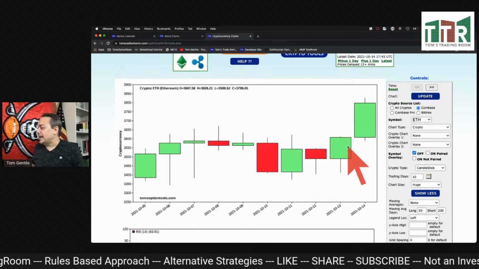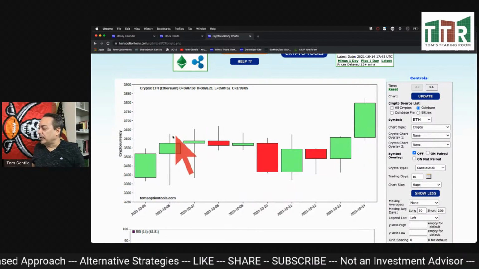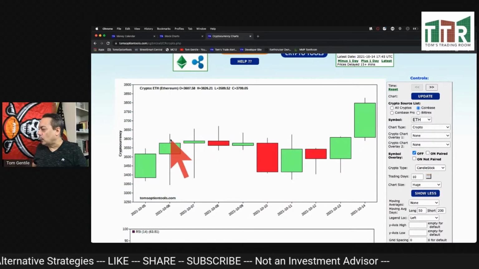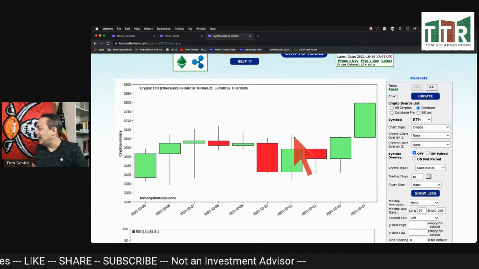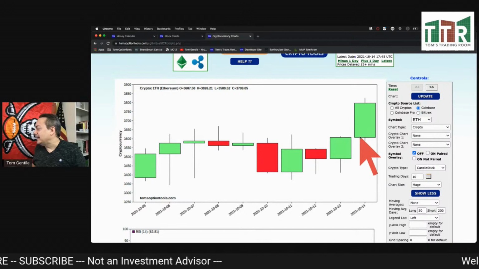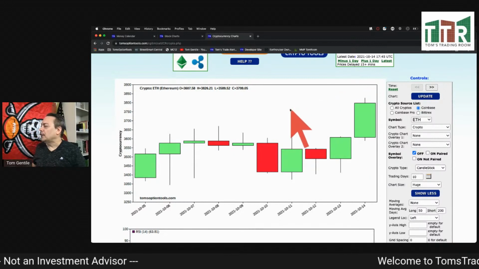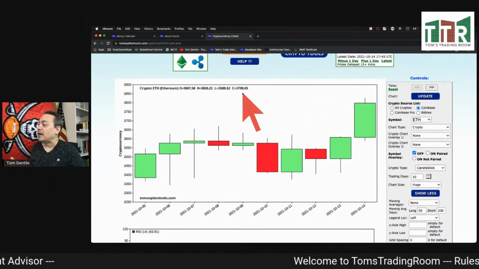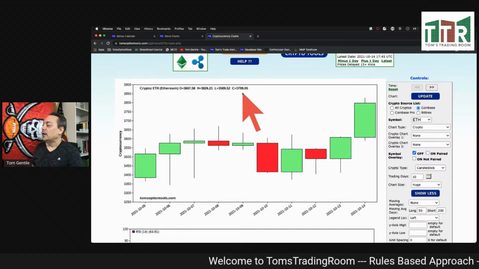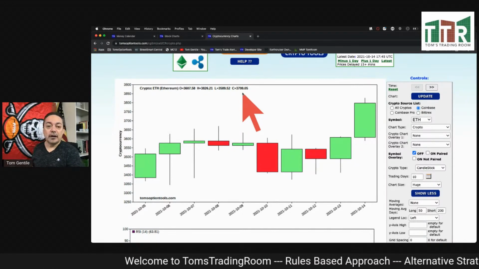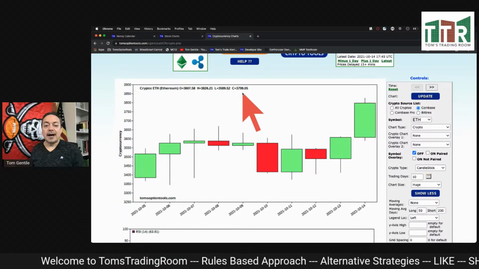All right, today 3,600. Look at all this area right here at 3,600. 1, 2, 3, 4, 5, 6, 7, and then finally the push that pushed us above 3,600, and we're at 3,800 right now, folks. 3,800 on Ethereum, and so Ethereum might be.